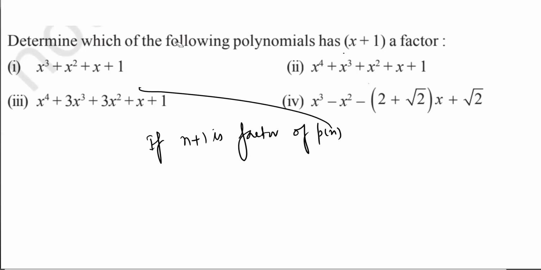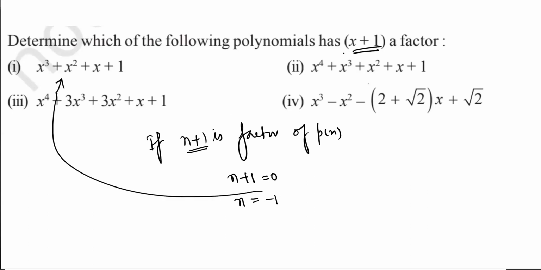What would happen? When x plus 1 is a factor, equate this factor that is given to you with 0. Then calculate the value of x. You will get the value of x as -1 for this. Now put the value of x as -1 in this equation. If you get 0, then it is a factor of this polynomial. Otherwise, it is not a factor.